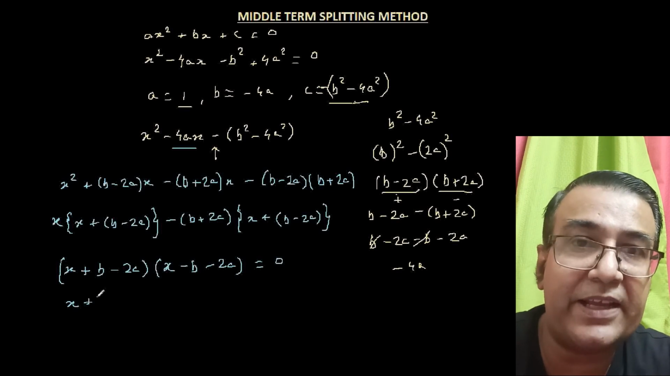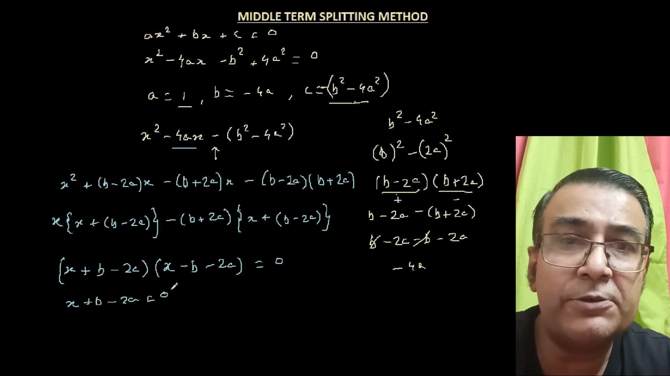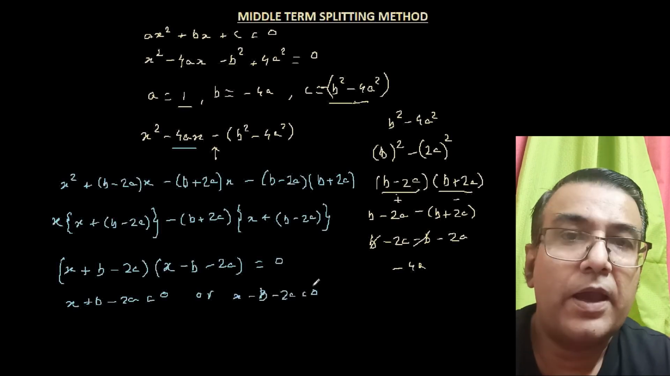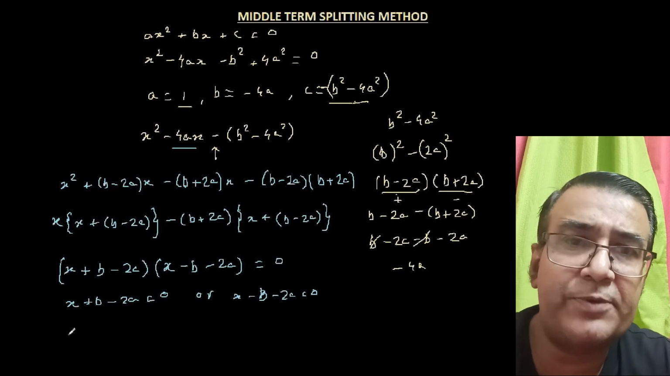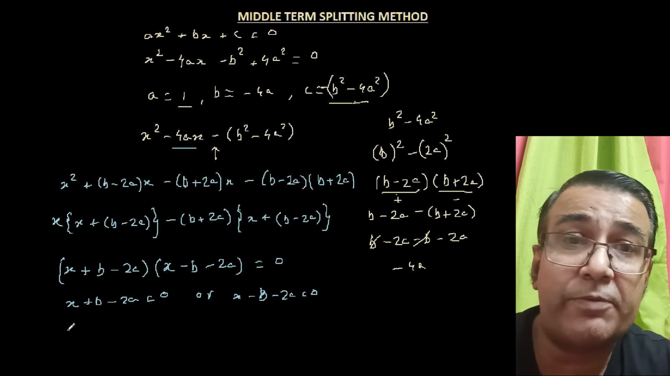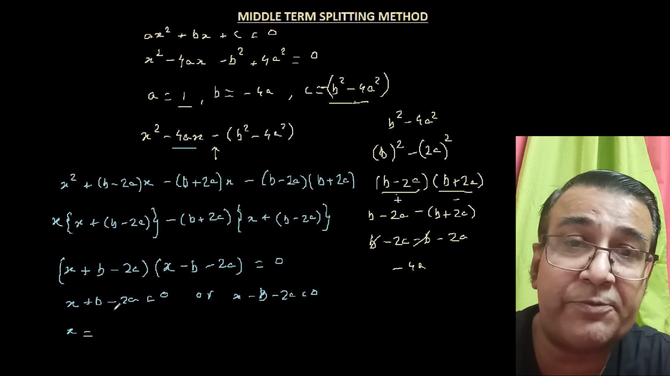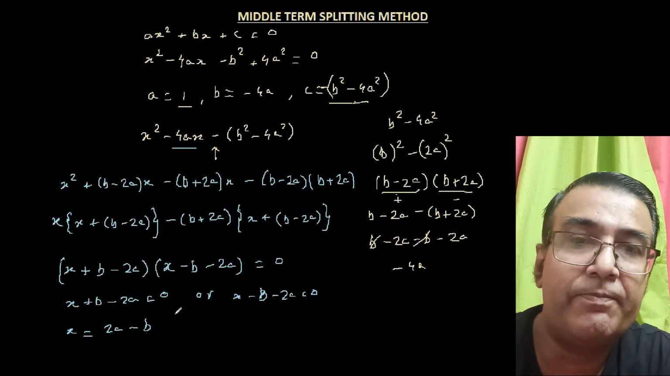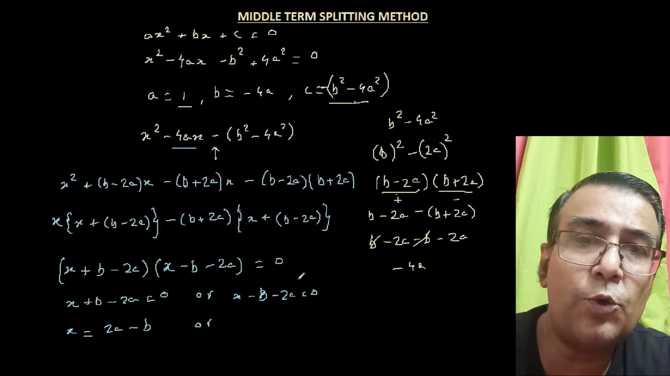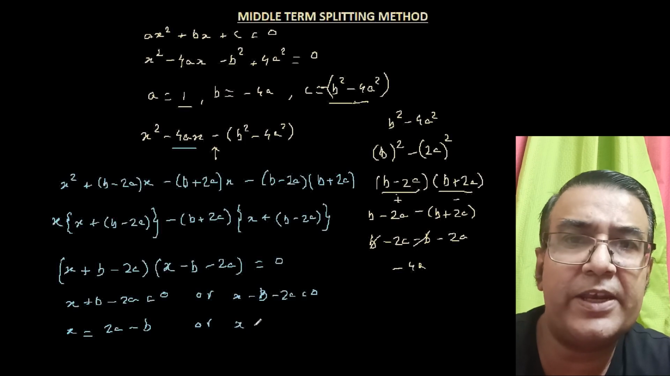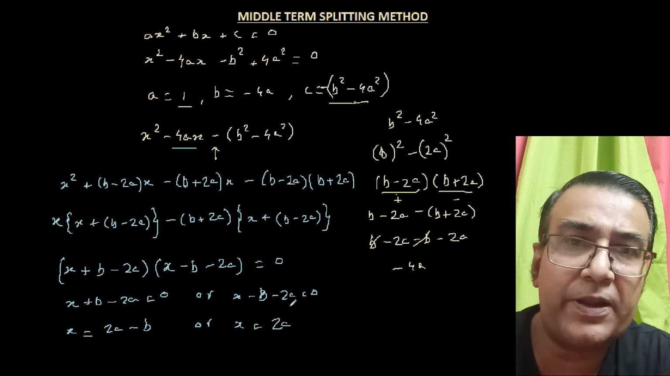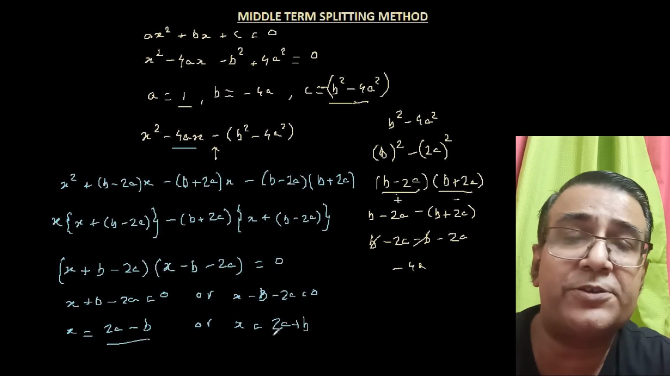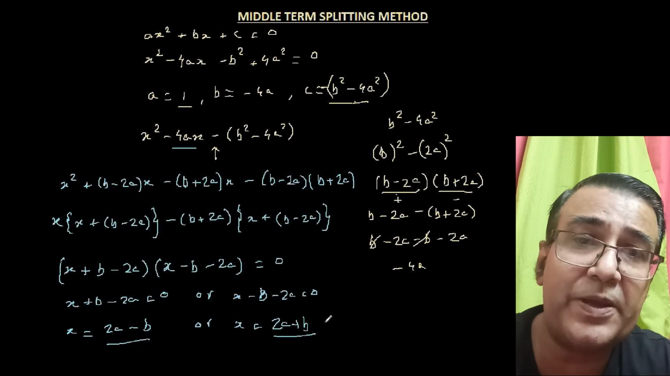So I can equate both the factors to 0. So I can say that x plus b minus 2a is equal to 0, or x minus b minus 2a is equal to 0. And if we want to find the value of x, we can probably take this 2a to the other side. So from here it goes to the other side, it becomes positive 2a, and this plus b, when it goes to the other side, it becomes minus b. So we have got x is equal to 2a minus b, and in this case if we take 2a to the other side, it will become plus 2a, and if we take b to the other side, it will become plus b.